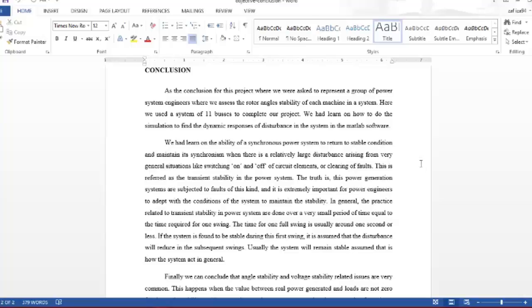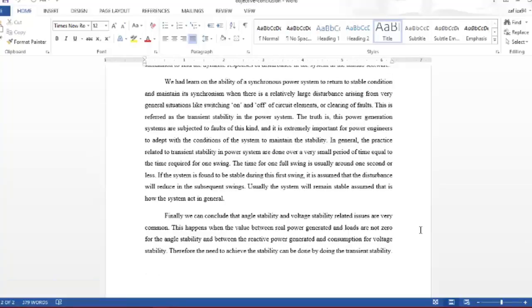In general, the study of transient stability in a power system is done over a very small period of time, equal to the time required for one swing. The time for one full swing is usually around 1 second or less. If the system is found to be stable during this first swing, it is assumed that the disturbance will reduce in the subsequent swings. Usually the system will remain stable. That is how the system acts in general.